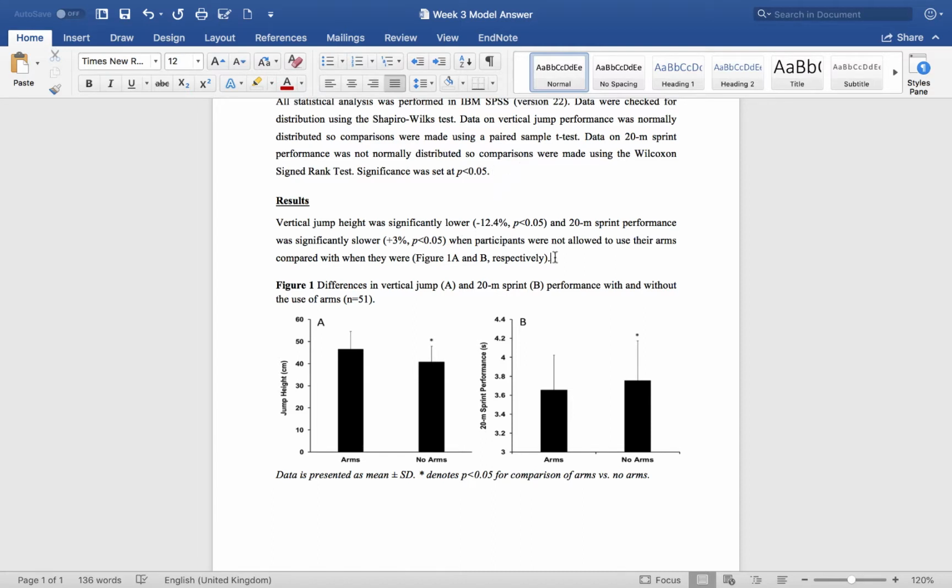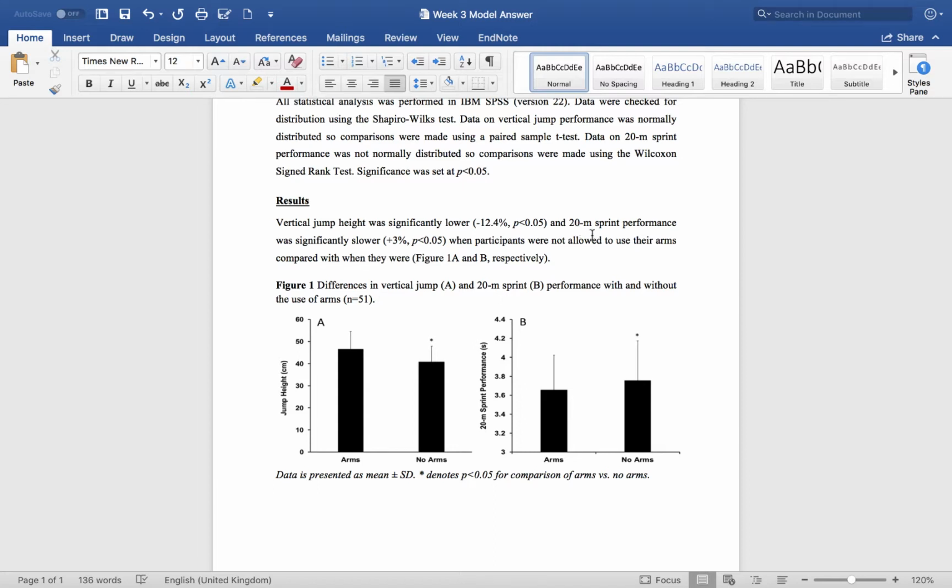So what you should be essentially trying to say is what was the comparison that you were making, what was the finding, which direction was the finding, and some kind of indication about the magnitude of the finding. So in this case, I've written vertical jump height was significantly, i.e. there was a real difference, lower. Okay, so vertical jump height was lower, and I've given 12.4%, so it was lower by 12.4%, when participants were not allowed to use their arms compared with when they were. So that tells the reader that vertical jump height performance was impaired by this much when participants were not allowed to use their arms compared with when they were.